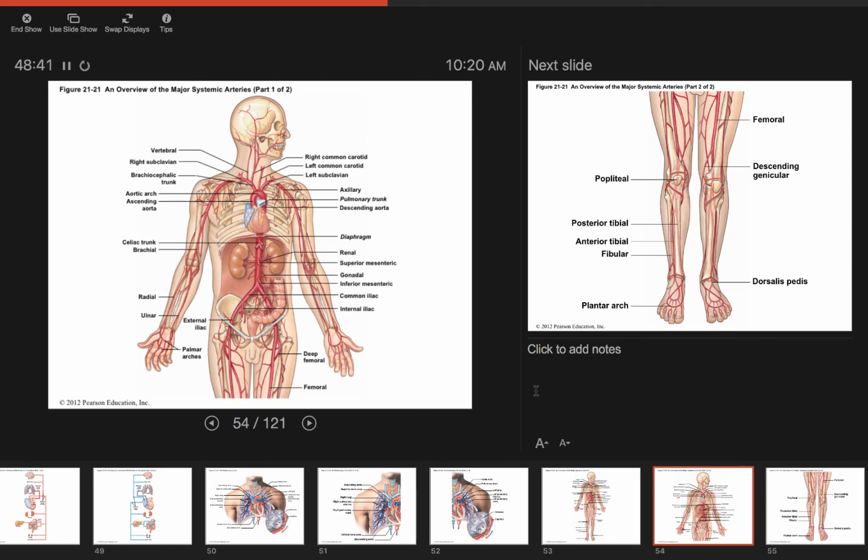Okay. Then the next branches that are on your list are going to be on the abdominal aorta. And the two arteries that branch off of it that you need to know: the superior mesenteric artery. So here you can see it and it's cut. In this diagram it was cut off, the superior mesenteric artery.